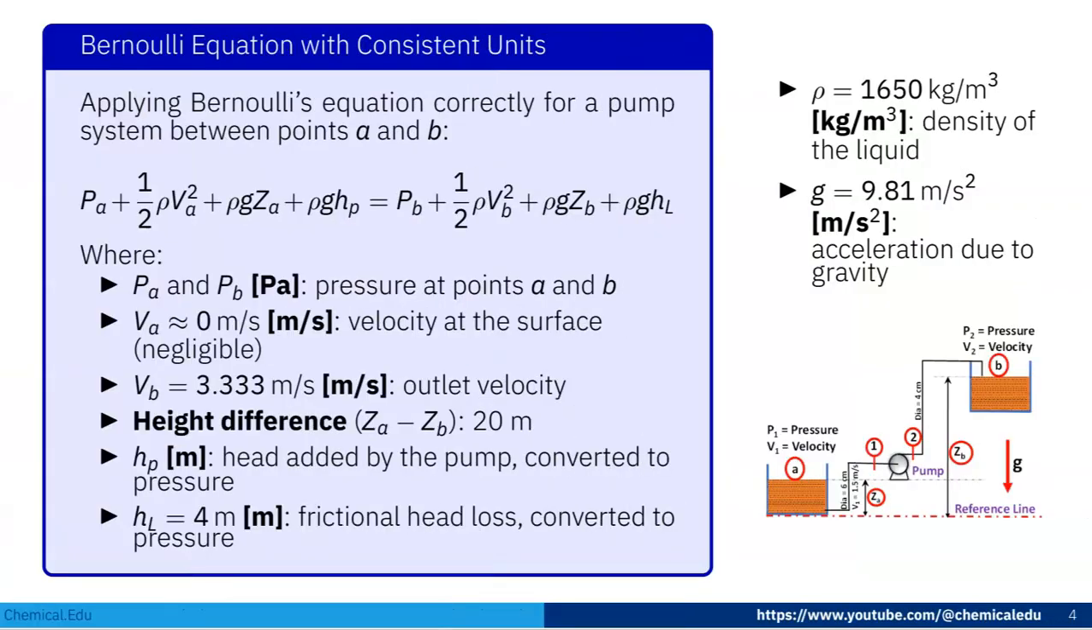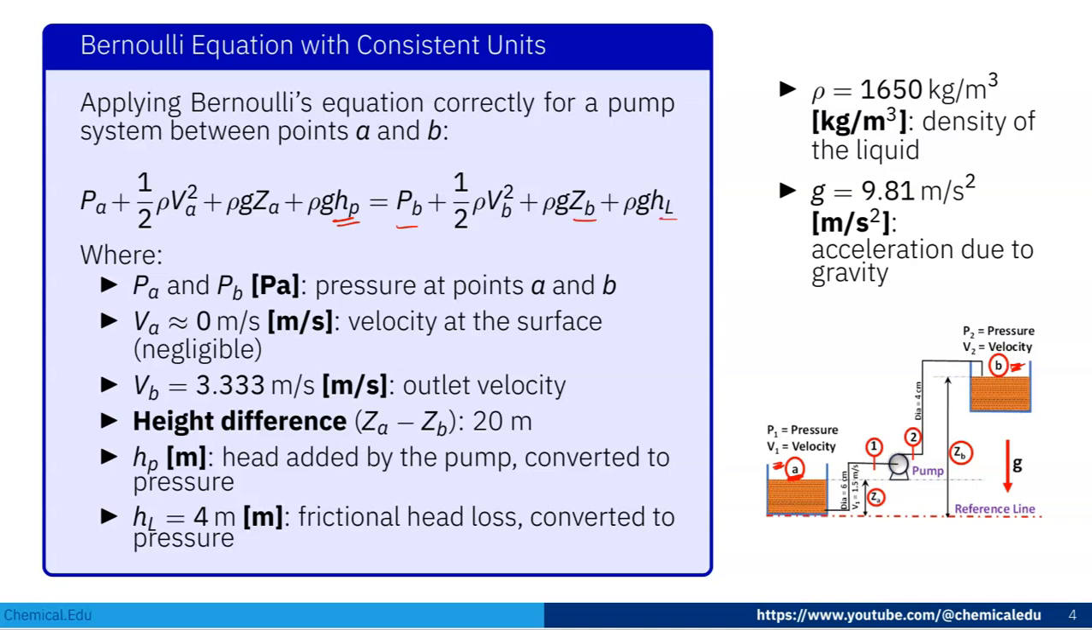Now Bernoulli's equation for a pump system between point A and B. So I am applying Bernoulli's equation at point A and point B. So now Bernoulli's equation will be PA plus half rho VA square plus rho G ZA plus rho G HP is equal to PB plus half rho VB square plus rho G ZB plus rho G HL.